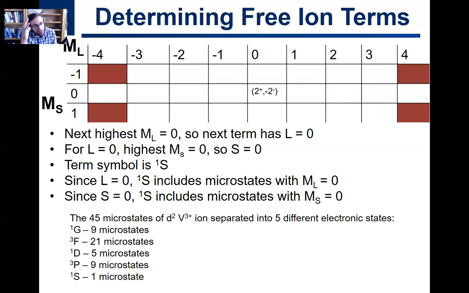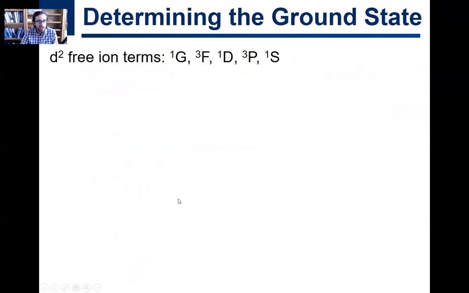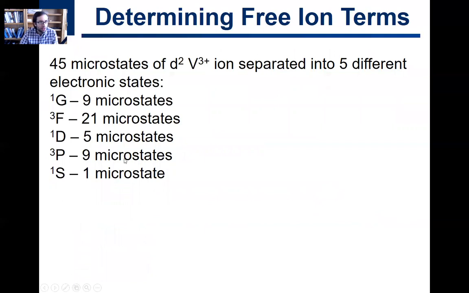So in actuality, just a d2 free ion, we haven't even gotten to octahedral symmetry yet, has 5 different states, and those are going to have different energies. So this is the craziness of electron-electron repulsion. This is only 2 electrons, guys, right? And so we have 5 different electronic states, okay? Let's stop this video here, and we'll now talk about how to figure out which one of these states is the ground state in the next video.